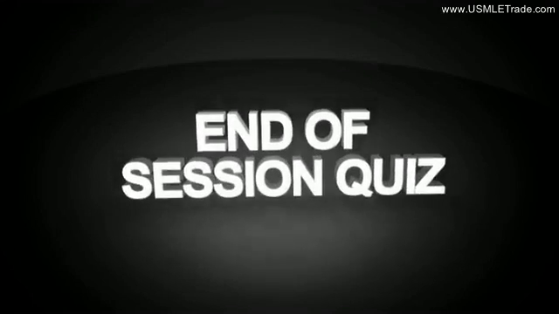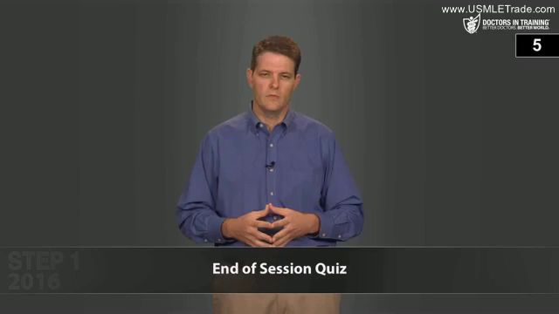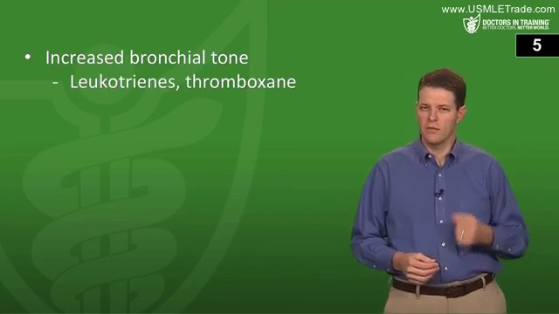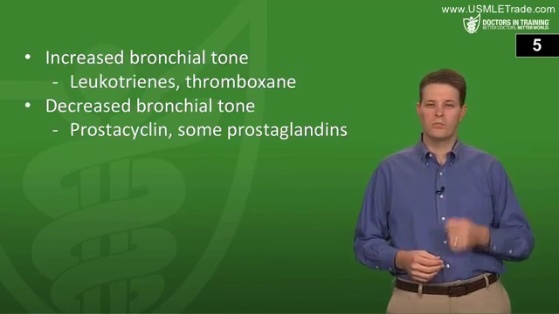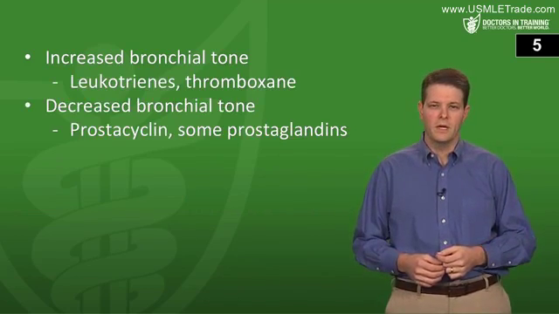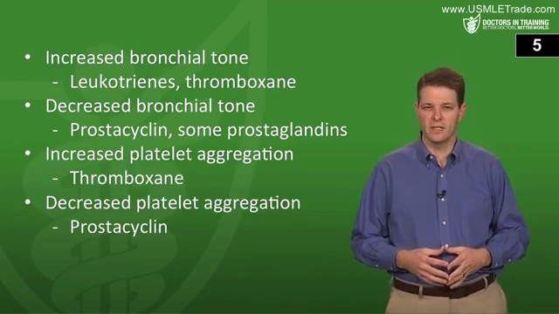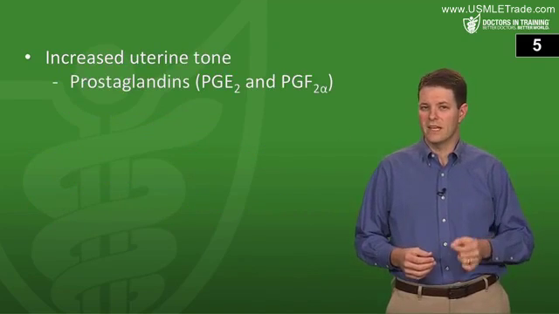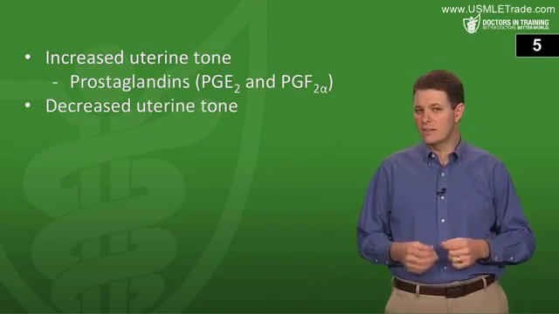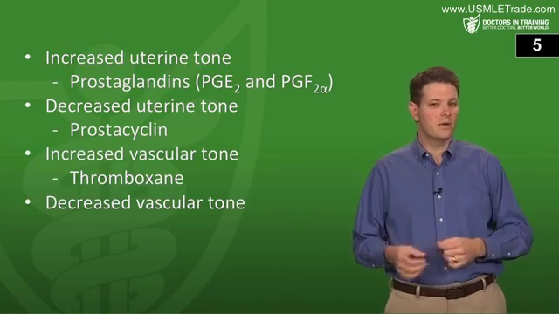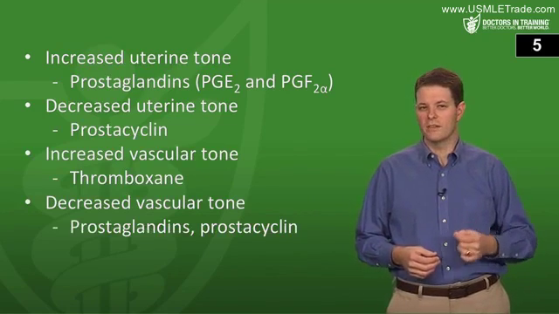Go ahead and work through the end of session quiz, and then we'll go over the answers together. All right, first question. Which arachidonic acid product causes each of the following effects? So increased bronchial tone is leukotrienes and thromboxane. Decreased bronchial tone is prostacyclin and some of the prostaglandins. Increased platelet aggregation is thromboxane. Decreased platelet aggregation is prostacyclin. Increased uterine tone is prostaglandins E2 and F2 alpha. Decreased uterine tone is prostacyclin. Increased vascular tone is thromboxane. Decreased vascular tone is prostaglandins, including prostacyclin.